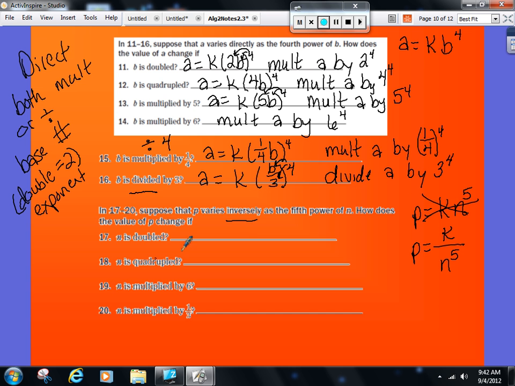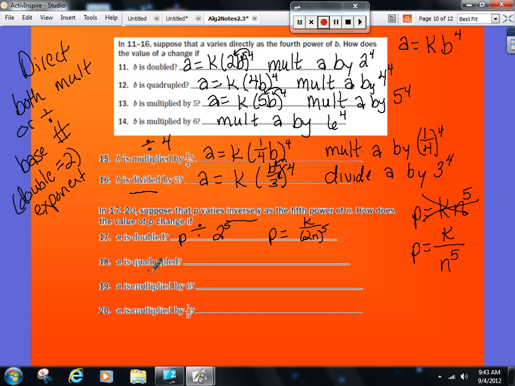Now remember, on these, since it's inverse, if one quantity is getting big, the other will get small. The opposite of multiplication is division. That's how we do this get big, get small thing. So if n is doubled, p isn't going to double. It's going to be divided by something. What's it going to be divided by? Well, I could write it down. P equals k over 2n to the fifth will be divided by 2 to the fifth.